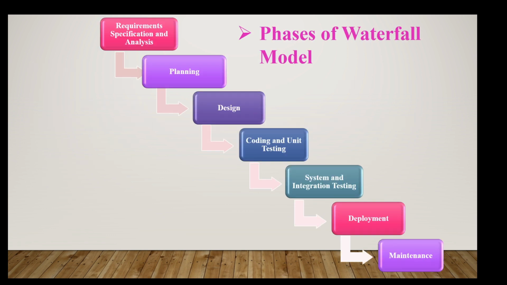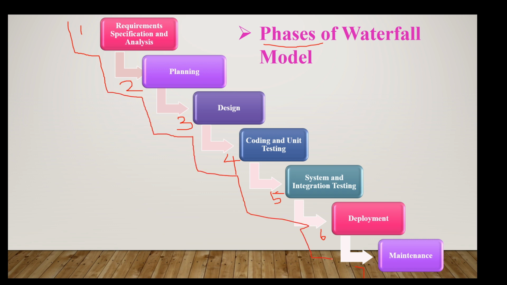Next we will see the phases of waterfall model. See here, first phase is requirement specification and analysis, and the second phase is planning, and the third phase is designing, and the fourth phase is coding and unit testing. Fifth one is system and integration testing, and sixth one is deployment, and the seventh one is maintenance. As the name specifies, these phases look like a waterfall. That's why we are calling it as waterfall model. Come, let's learn all these phases one by one in detail.